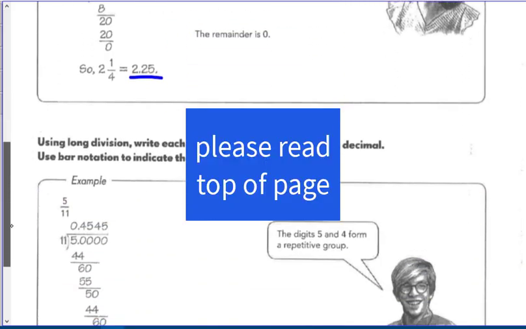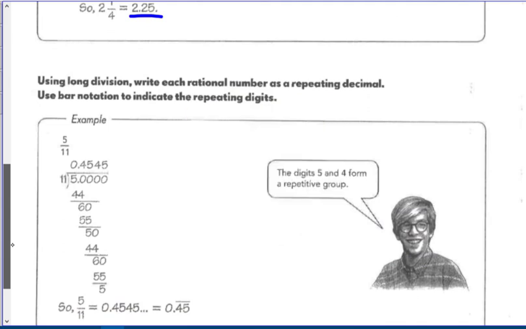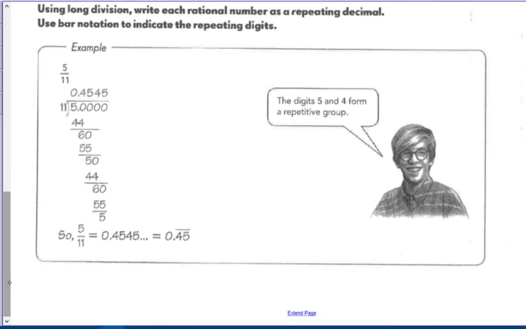So using long division, write each rational number as a repeating decimal using bar notation. So they are not going to have a remainder of 0. They're going to keep continuing in the exact same pattern. So 5/11ths, in fact, all of the 11ths repeat. And there's this neat pattern of them, and I'll talk about that in a second.